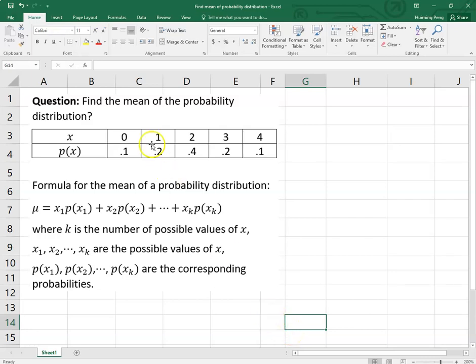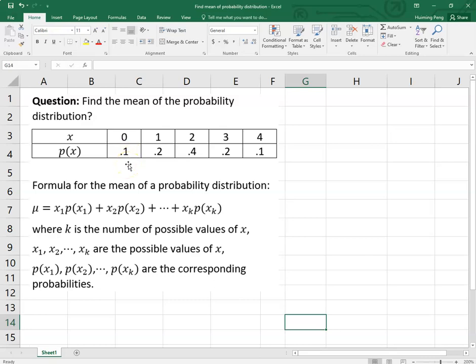In this video, I will show you how to find the mean of a probability distribution using Excel. Here is the question. We need to find the mean of this probability distribution, which means we need to find the population mean.